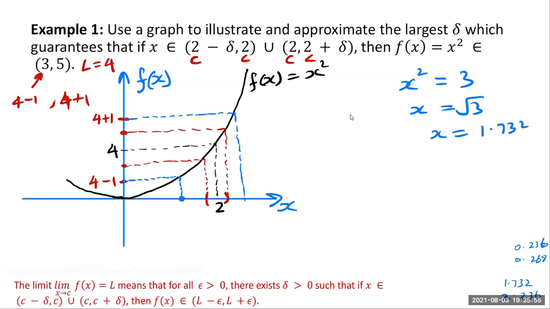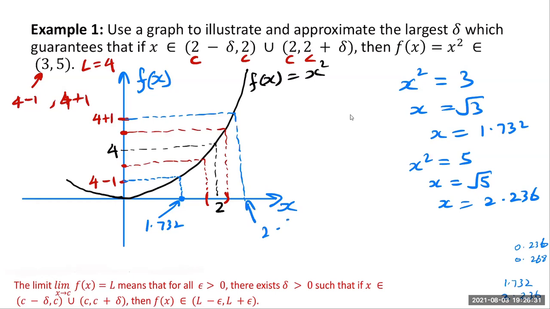Let me write it here. This point is 1.732. Now I'm going to set x squared equal to 5. This is my y value now. I want to find the corresponding x value here. So I set x squared equal to 5. That will give me x is equal to the square root of 5. So x is 2.236. So I found this x value. This x value is 2.236.